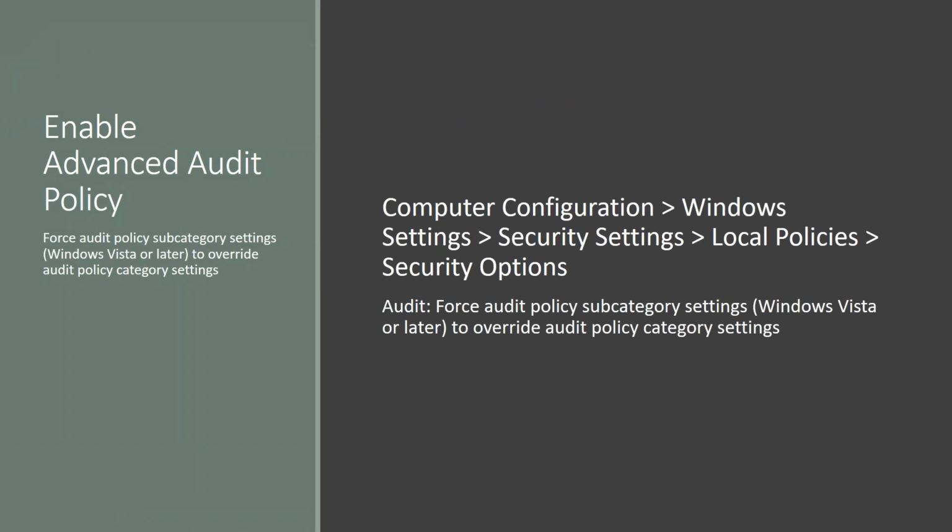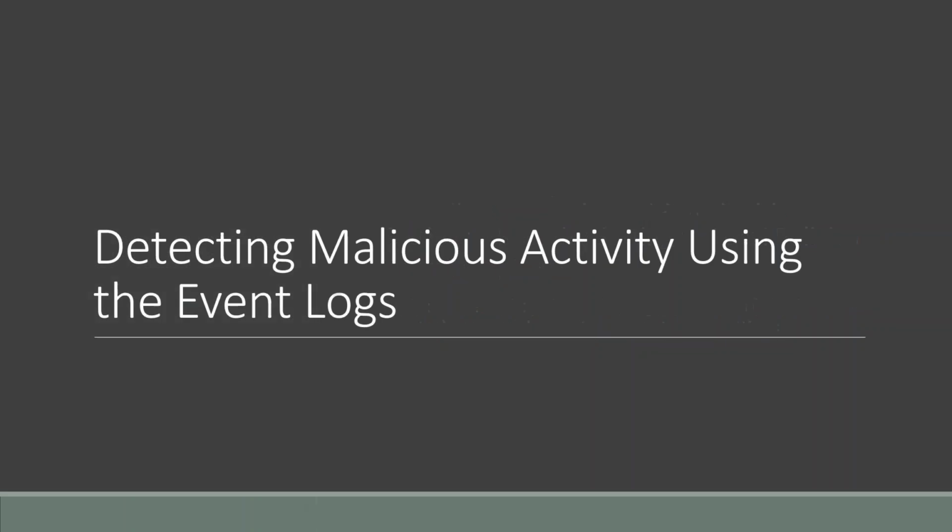If you decide that you want to use advanced auditing and not the legacy auditing controls, then you need to enable that in group policy. I've put the exact setting on the screen. It's called Audit: Force audit policy subcategory settings, and you basically need to enable that to override the default setting, which is the legacy auditing controls. That is what you should do if you have access to that on the version of Windows Server that you are using.